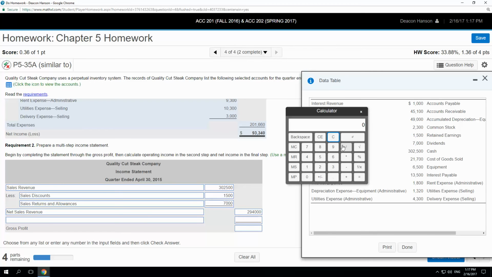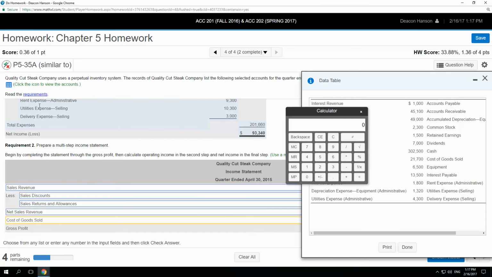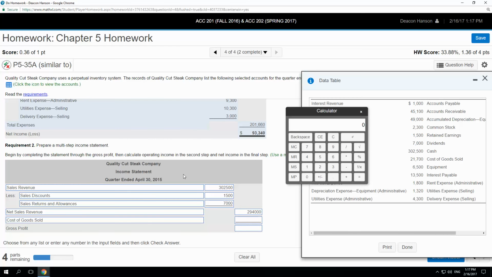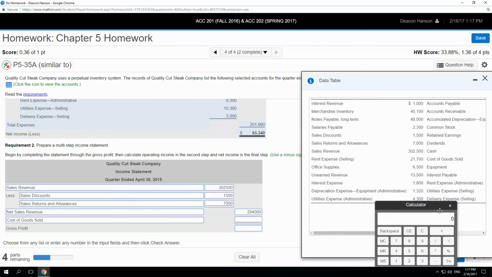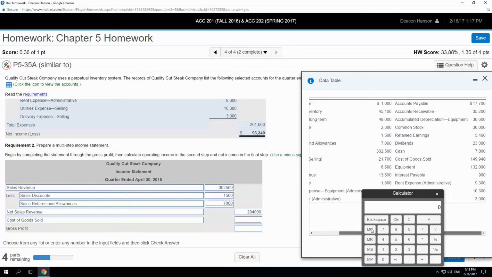And then things are going to be in categories, okay? It's not going to just be total revenue minus total expenses. Okay? Now we're going to subtract what we call cost of goods sold. So cost of goods sold in a multi-step income statement, we want to show it in a separate step. So we're going to take the cost of goods sold figure of, here it is, 149,940.